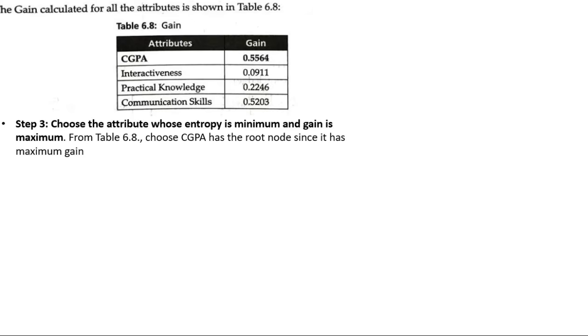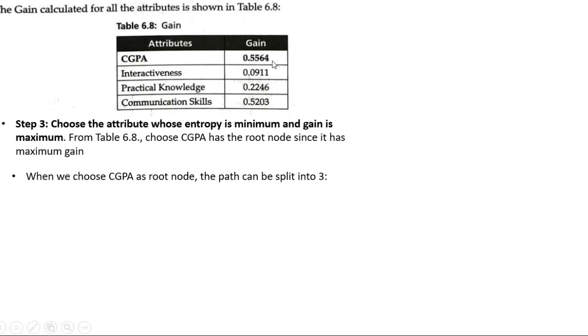As I've told in the last session, entropy and gain are inversely proportional to each other. Select the attribute which has the maximum gain. So out of these four, CGPA is the attribute with the maximum gain. That means our first step is now done. So let's choose CGPA as the root node.